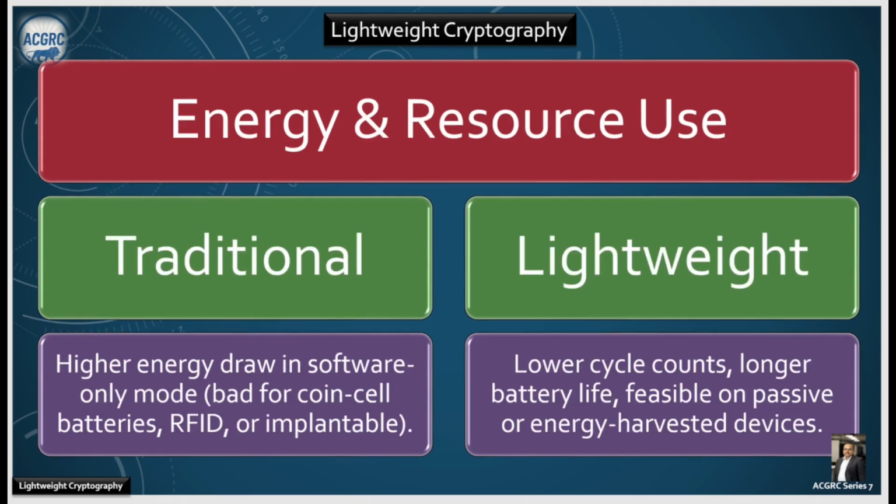The traditional has a higher energy draw in software-only mode, which is bad for coin cell batteries. Whereas the lightweight one has a lower cycle count, hence longer battery life. It's feasible on passive or energy-harvested devices. So when you say traditional, that's the AES one. When you say lightweight, we are talking about the Ascon family.